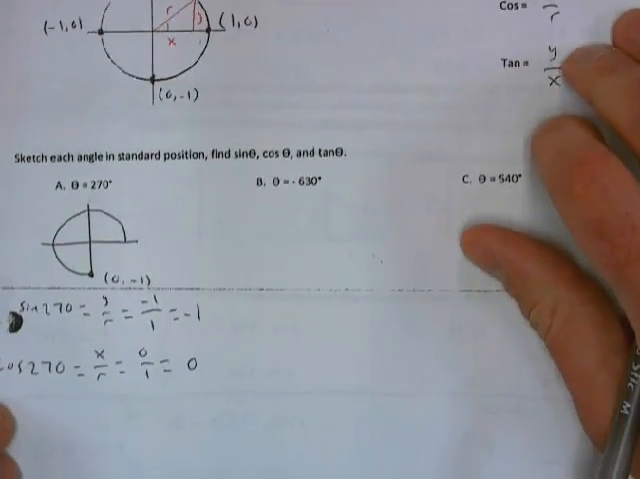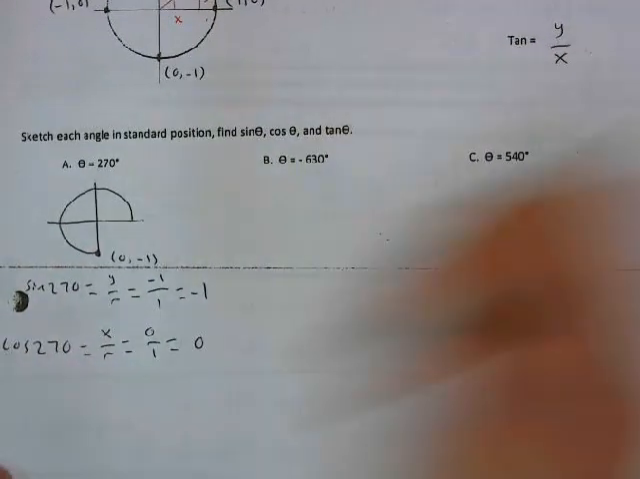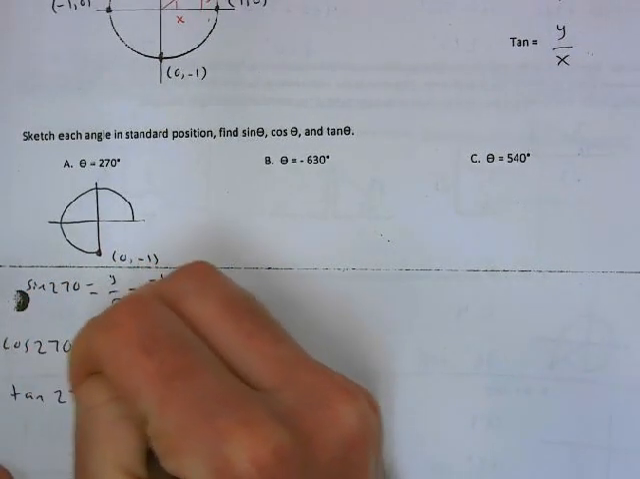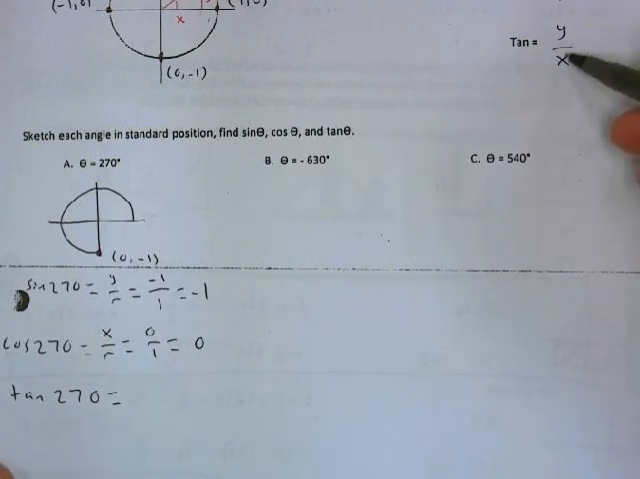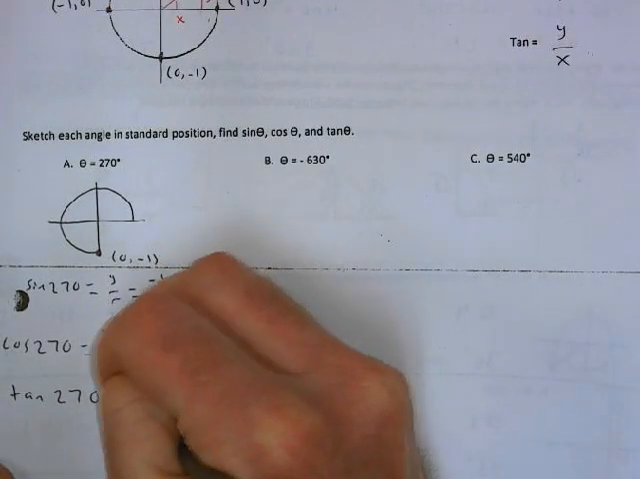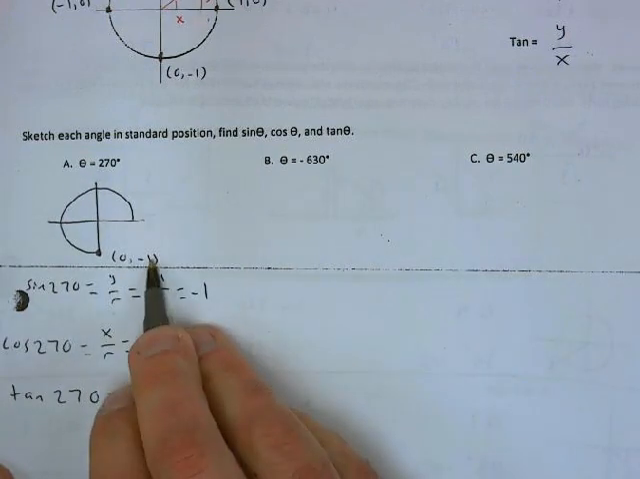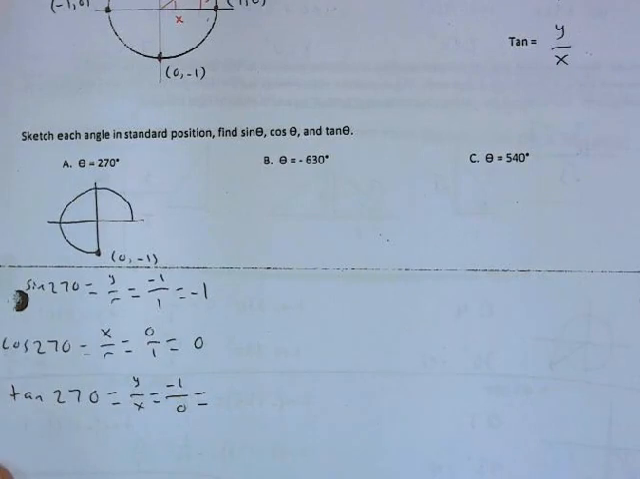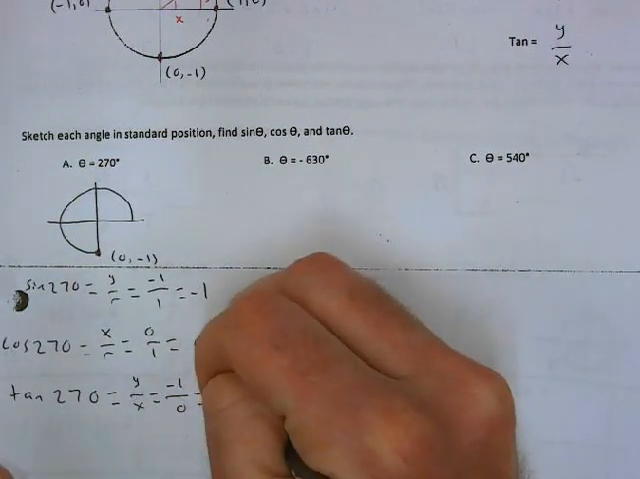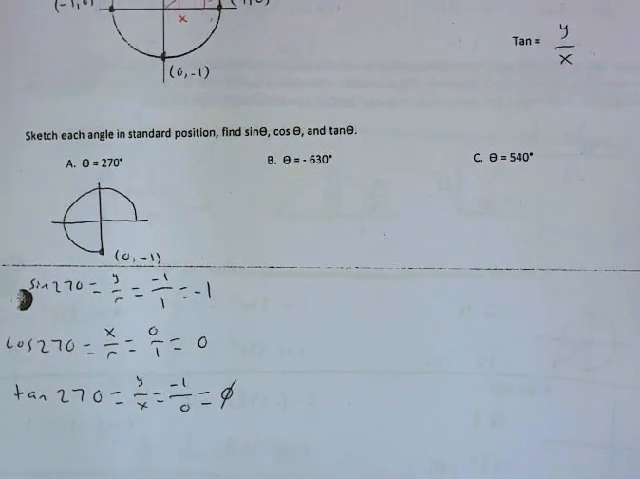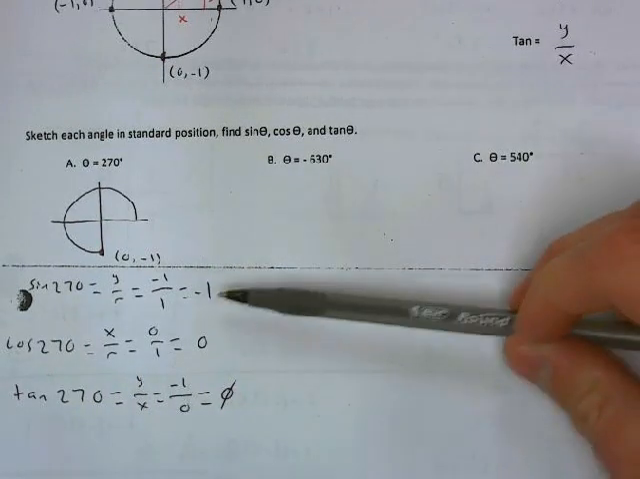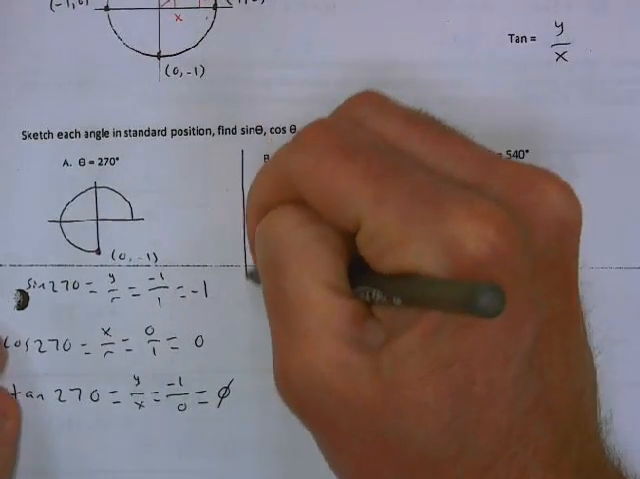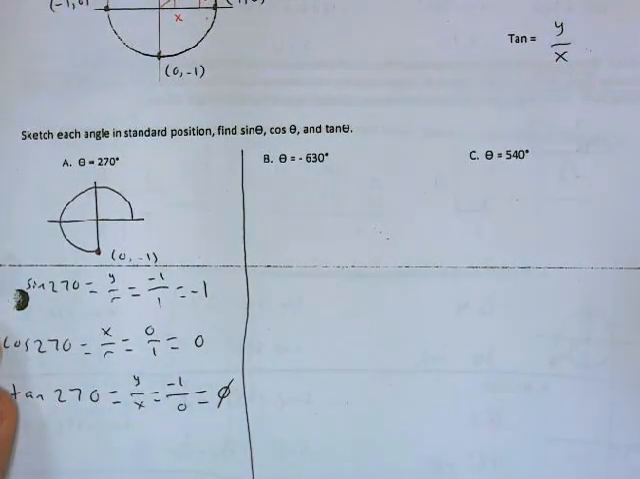Let's scoot this up a bit. Last part, what is the tangent of our angle, 270 degrees? Well, tangent, like it says over here, is y over x. So then my y value divided by my x value is -1 over 0. And what's anything divided by 0? Well, that's undefined. Can't divide by 0. Okay, so then our answers for sine, cosine, and tangent are just -1, 0, and undefined. All right, moving on to the next one.